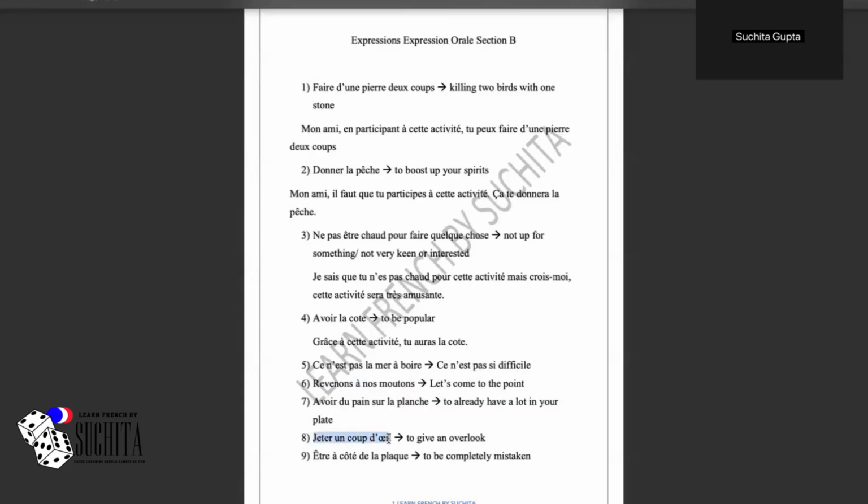This you can use in the beginning when you want to say that I read an ad in the newspaper and as soon as I saw the ad, I thought about you. You want to give it an overview, the ad? Tu veux jeter un coup d'œil?